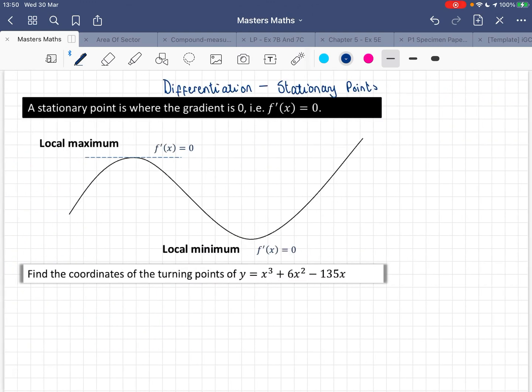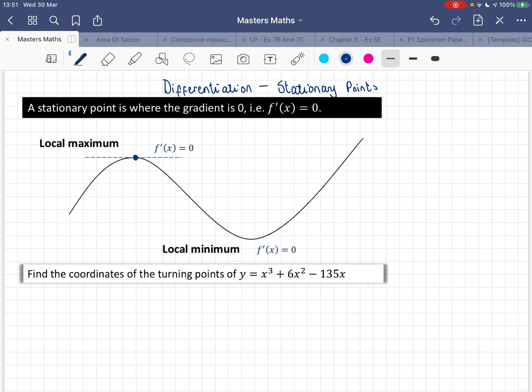We're going to keep going and look at stationary points next. So a stationary point is essentially where the gradient of the curve is equal to 0. If we look at that on a graph, it looks something like this. So here at the top, at this point, the gradient is equal to 0. That is a maximum point because the gradient is increasing, it goes to 0, and then it starts to decrease. That is a maximum stationary point, a maximum turning point, a local maximum.